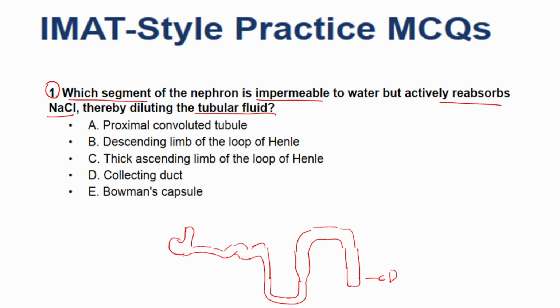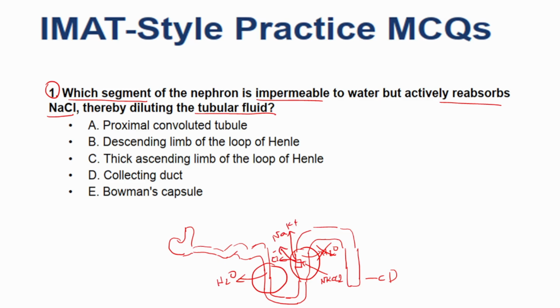While the thin descending limb permits passive water exit into the hypertonic medullary interstitium, the thick ascending limb features an epithelium that is completely impermeable to water molecules. This segment expresses the sodium-potassium-2-chloride co-transporter on its apical membrane, which utilizes the low intracellular sodium gradient generated by the basolateral sodium-potassium adenosine triphosphate pumps to drive ions out of the lumen.